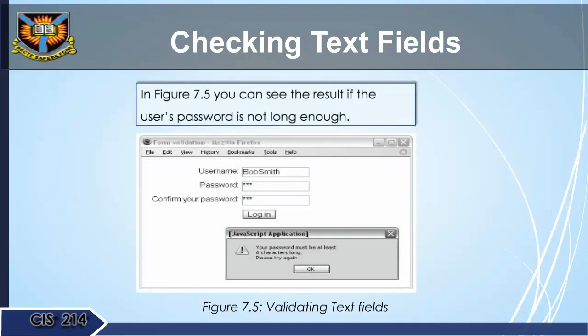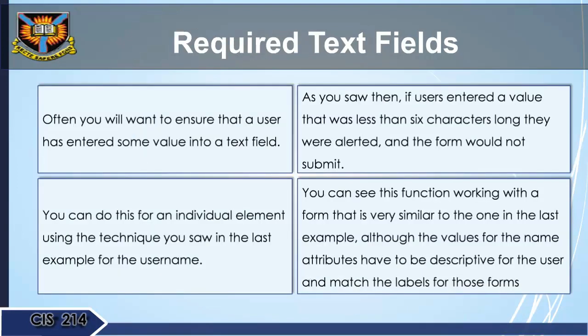In Figure 7.5, you can see the result if the user's password is not long enough. Figure 7.5, validating text fields. Required text fields. Often, you will want to ensure that a user has entered some value into a text field. You can do this for an individual element using the technique you saw in the last example for the username. As you saw then, if users entered a value that was less than 6 characters long, they were alerted and the form would not submit.